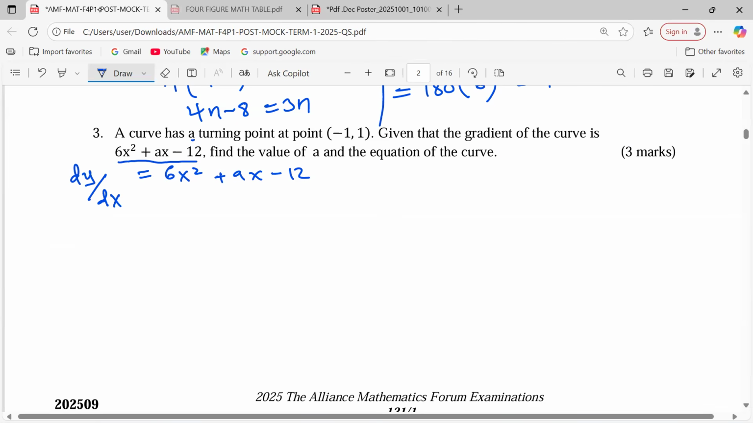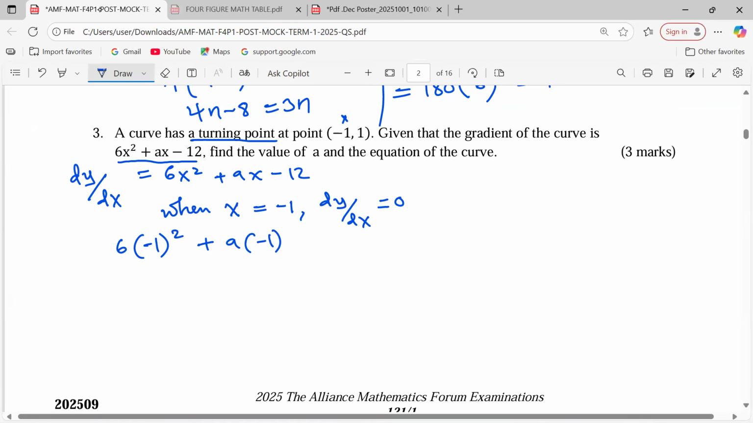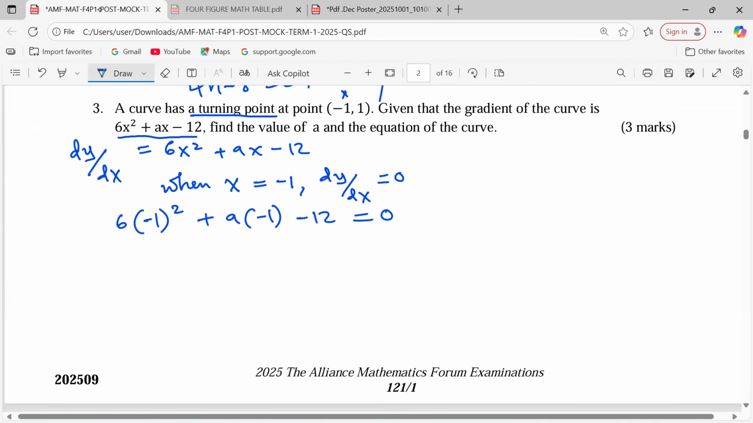Then we should also understand the meaning of a turning point. At the turning point, gradient is usually equal to 0. And the turning point is at this point. So, in other words, the examiner is trying to mean when the value of x equals -1, according to the coordinate, the value of gradient equals 0, because that is a turning point. So 6, we substitute -1 squared plus a(-1) minus 12 should give us a gradient of 0. So with this now we can find the value of a.